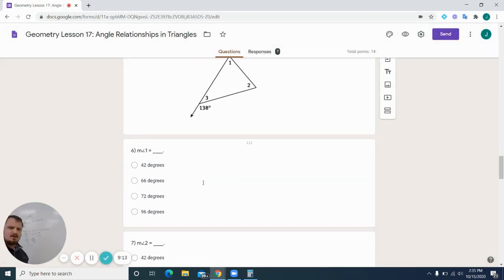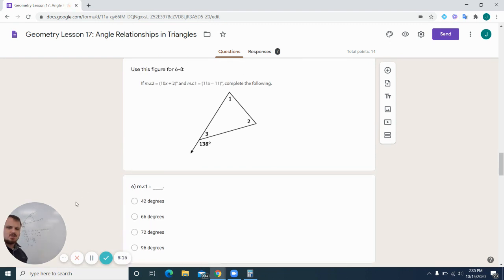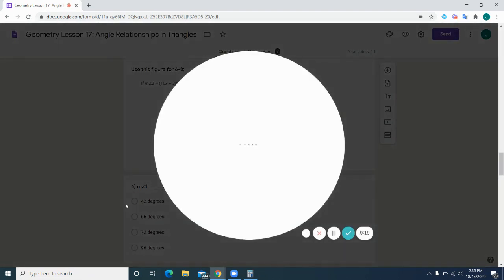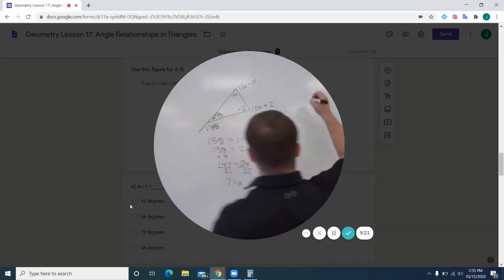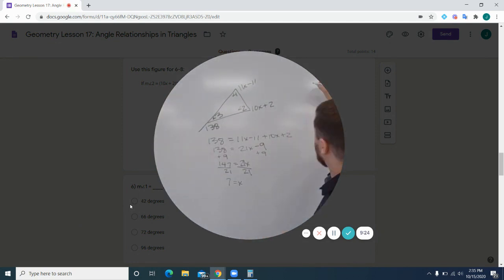And then they first want me to figure out angle 1. And so let's just go to what they told me. Angle 1 is 11x minus 11. So to solve for angle 1, make sure you can see what I'm doing. So angle 1 equals 11x minus 11.